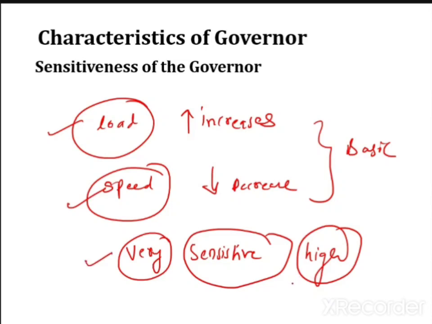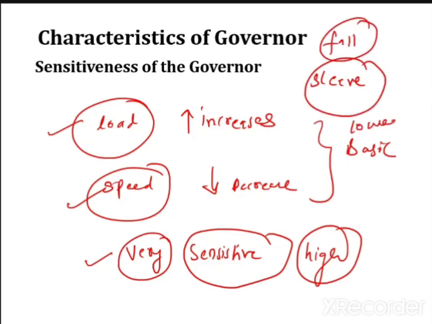The governor's sleeve will immediately fall to the lowest position. Have you understood? See what I am trying to say. I have already explained the definition of the sensitiveness of a governor. Now I am trying to help you understand what exactly happens when the governor is very highly sensitive. Load increases, speed decreases, and if the governor is highly sensitive, the sleeve will fall to its lowest position.